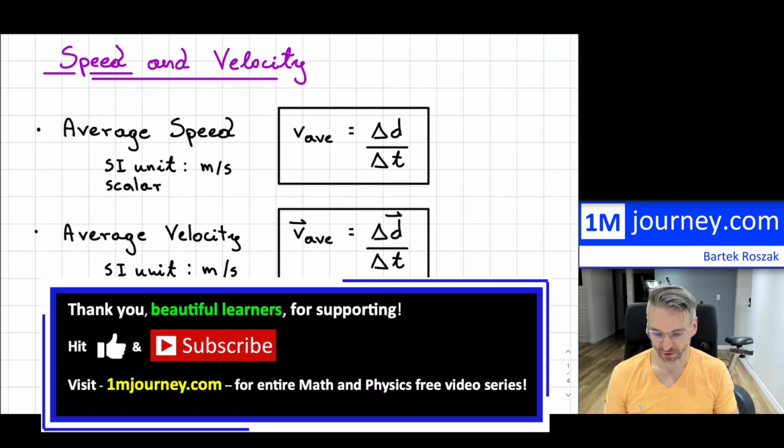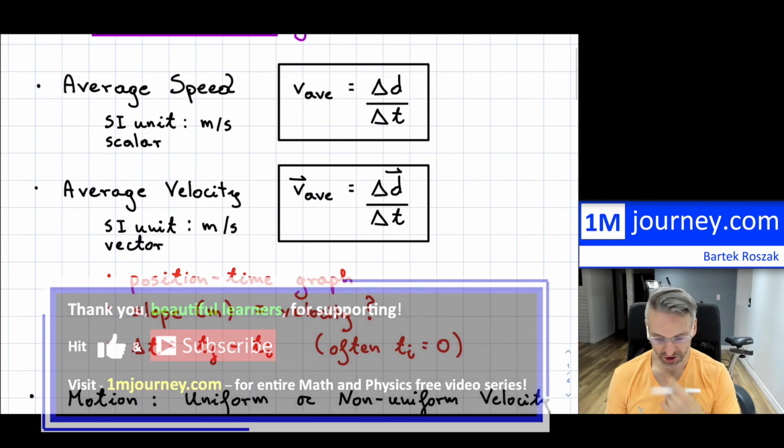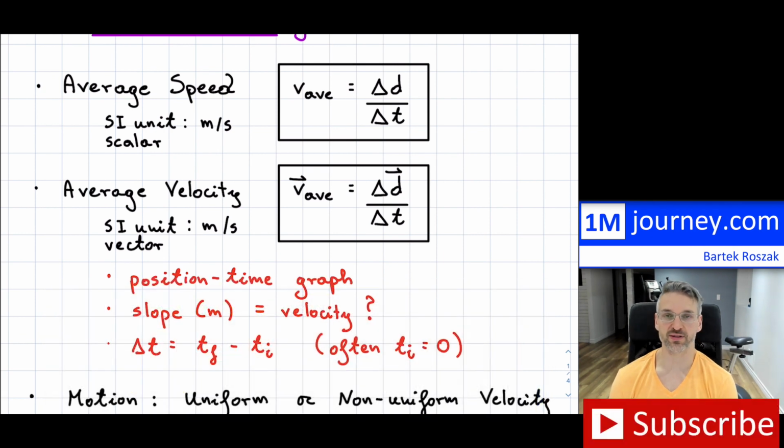So this is with regards to physics. So we're going to talk about these items here. So the average speed, most of the time people just say that it's speed, and average velocity. And again, most of the time it's just referred to as velocity.